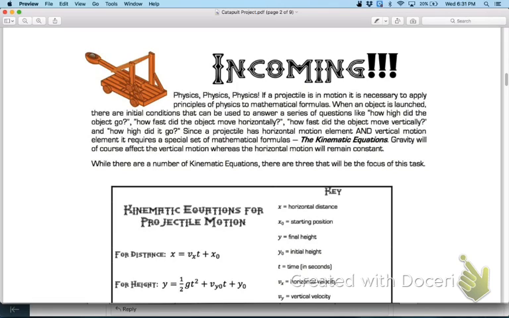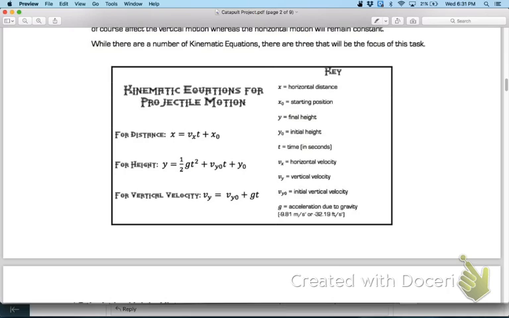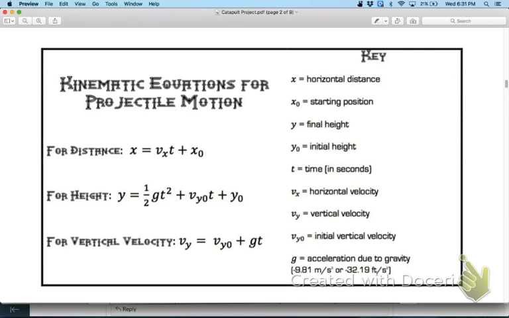And gravity is also going to affect that motion when we are moving vertically. Horizontally, gravity is going to have no effect. Like when you run side to side, gravity is not doing anything other than keeping you on the ground. But if you were to jump, the height that you can jump is going to be affected by gravity. So we're going to be focusing on three kinematic equations here: kinematic equations for distance, for height, and for the vertical velocity.